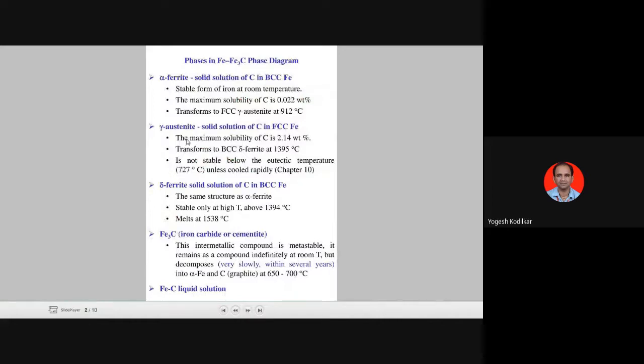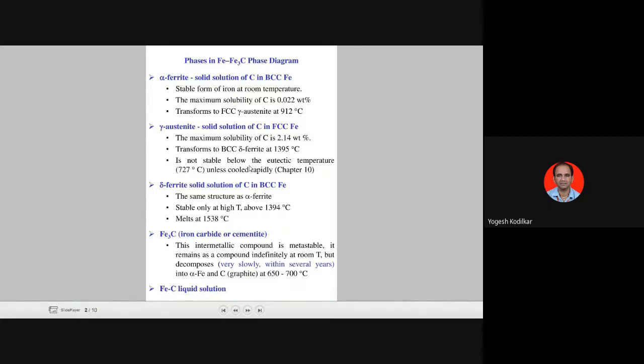So the second is the gamma austenite phase. Gamma austenite is again a solid solution of carbon in FCC ferrous iron. The maximum solubility of carbon in gamma austenite is 2.14% by weight. It transforms to BCC delta ferrite at 1395 degrees Celsius. At that higher temperature, it is converted into the delta ferrite phase. So that is the delta ferrite phase.